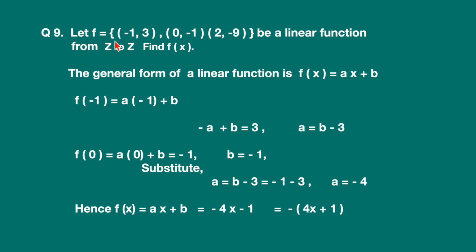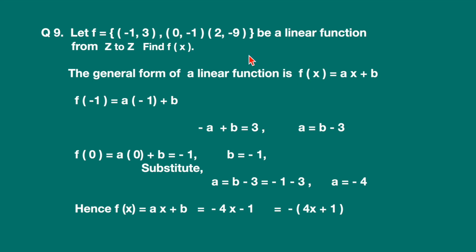Question 9, let f be the set of ordered pairs, a linear function from Z to Z, find f(x). So here they have given the function as a set of ordered pairs. We have to find the linear form. Okay, this is the set form. We have to find the linear form. So the general form for a linear function is f(x) is equal to ax plus b. This is the form in which they are asking us to write this function.